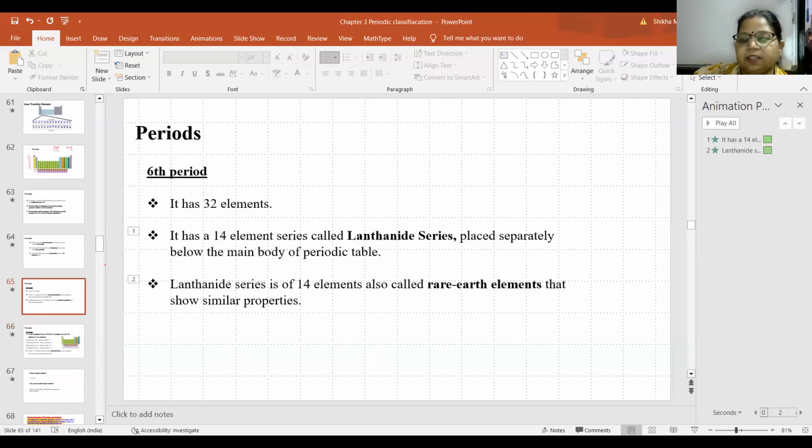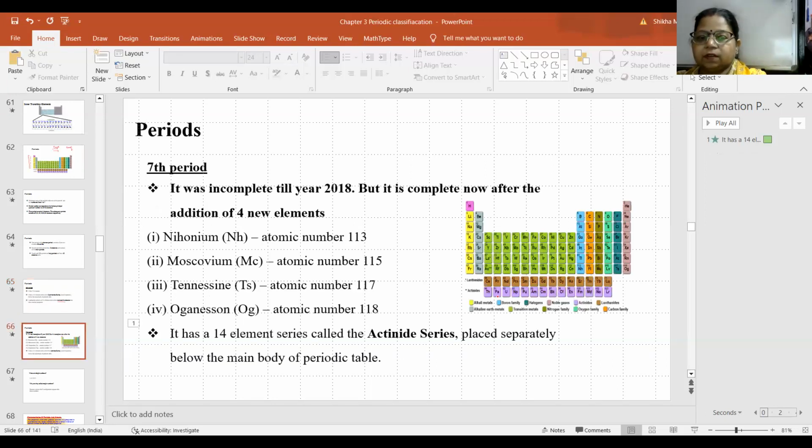Another name for lanthanides is rare earth elements. As I told you, you can note it down. The rest of the things are very clear. We have discussed many times that lanthanides are 14 elements placed separately below the periodic table's body. The name rare earth elements is suggestive of itself: they are rarely found in the earth's crust. They are usually man-made, right?